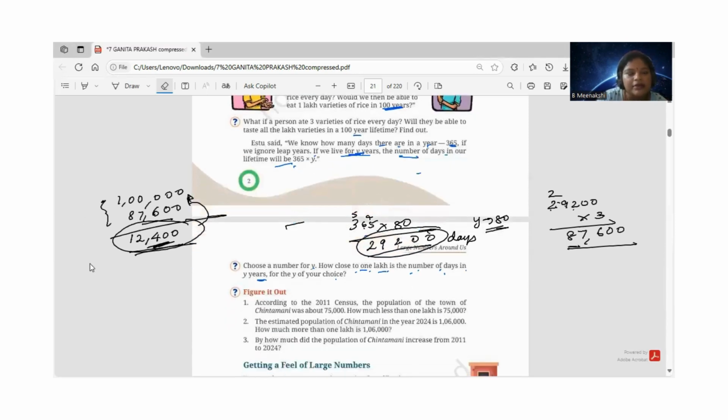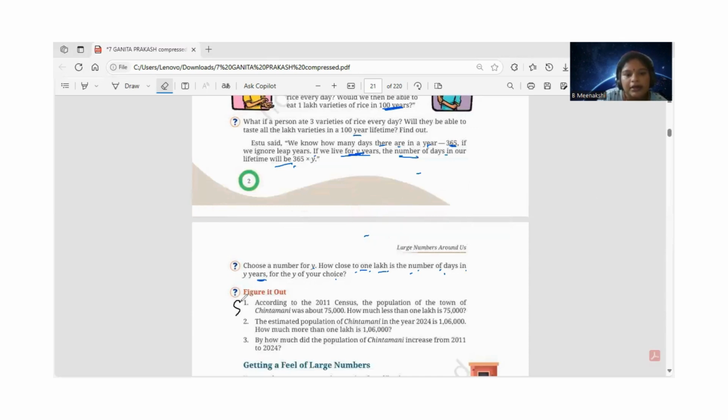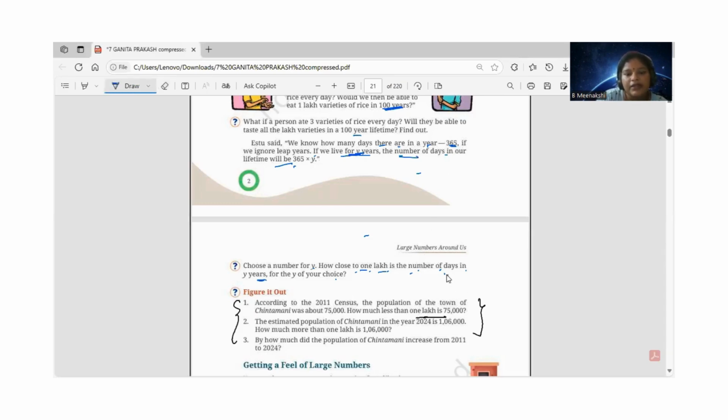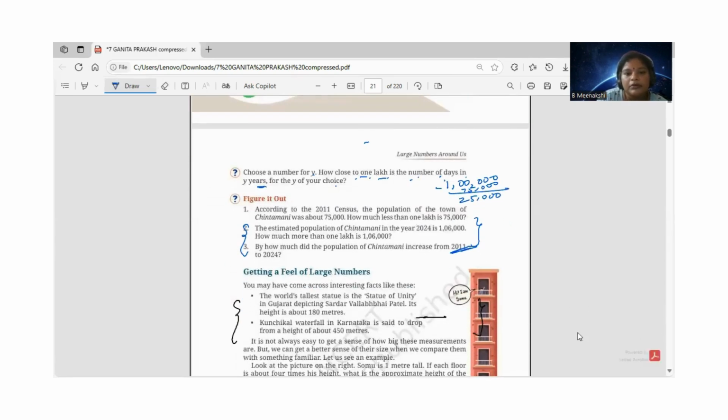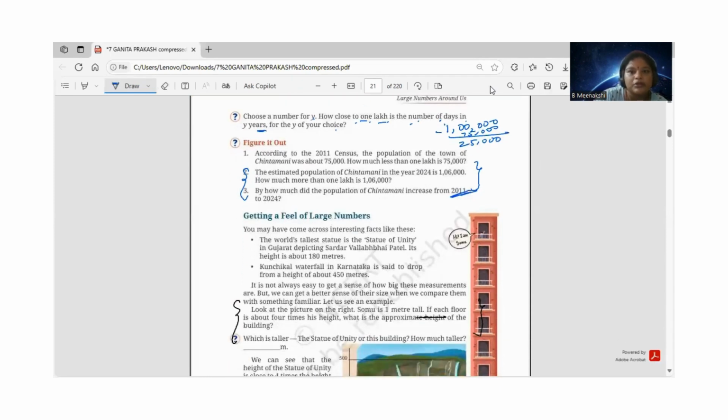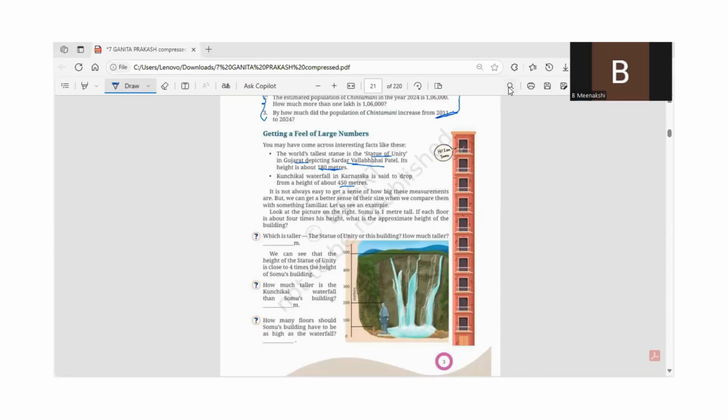This also we have seen in the last video. According to the 2011 census, the population of the town of Chintamani was about 75,000. How much less than 1 lakh is that? You need to find the difference between 1 lakh and 75,000. So it is 25,000. Since we have seen this in the last video, you can refer to the previous video and share your answers in the comment box.